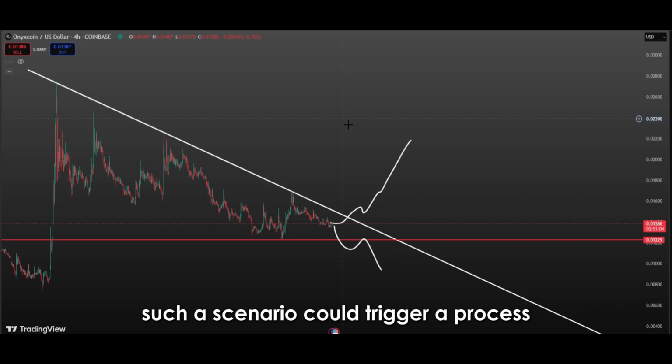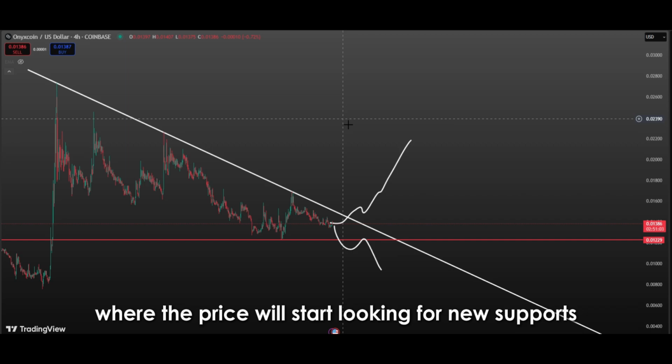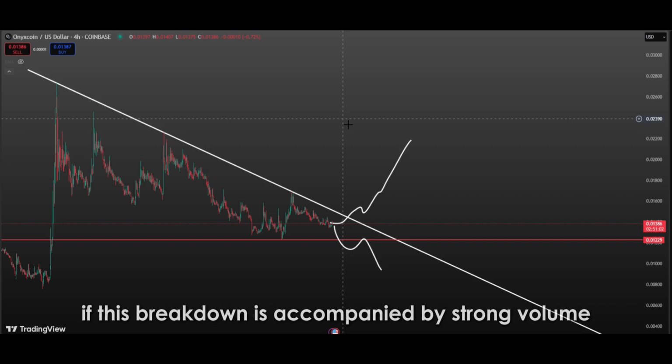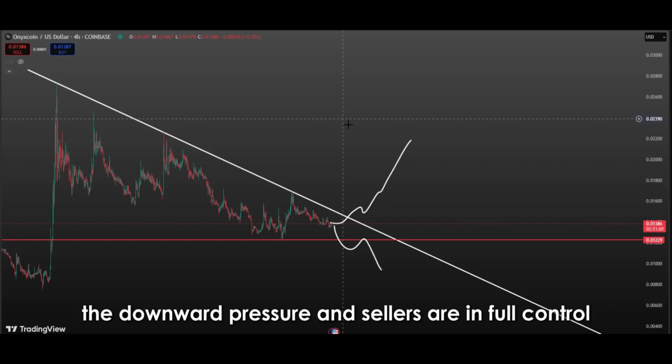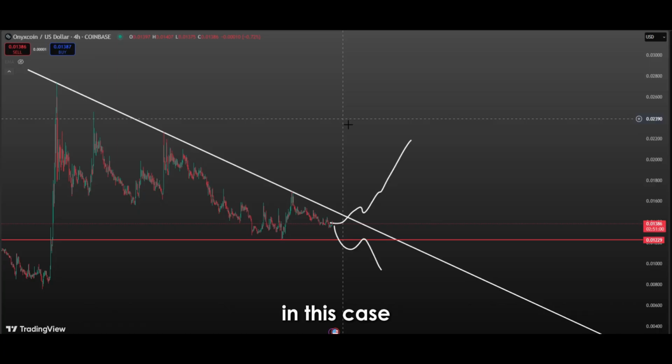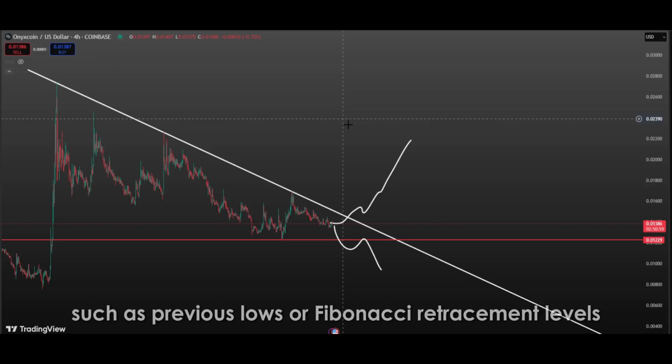Such a scenario could trigger a process where the price will start looking for new supports at lower levels. Especially if this breakdown is accompanied by strong volume, we can say that the market has accepted the downward pressure and sellers are in full control. In this case, the price may continue its decline to areas such as previous lows or Fibonacci retracement levels.